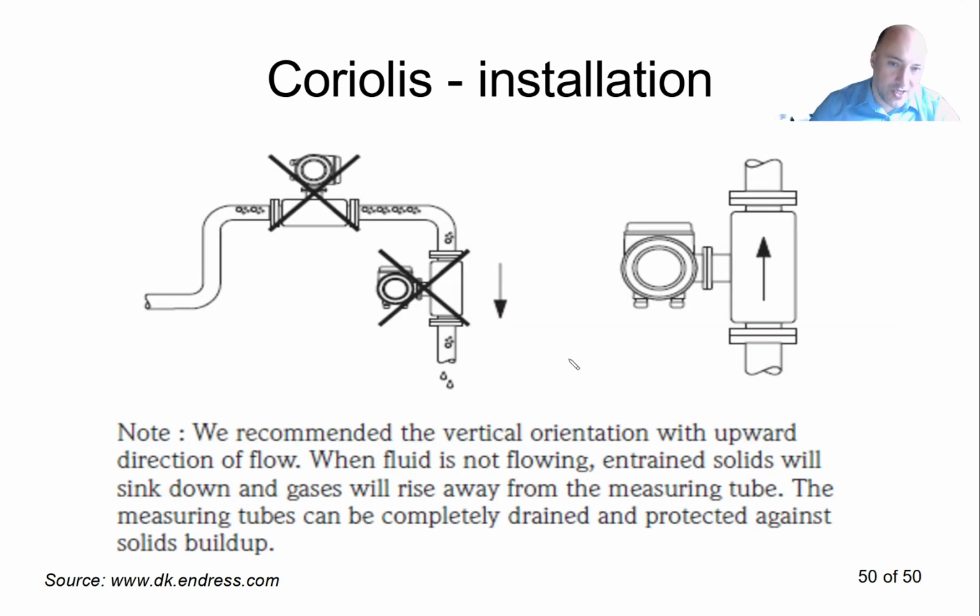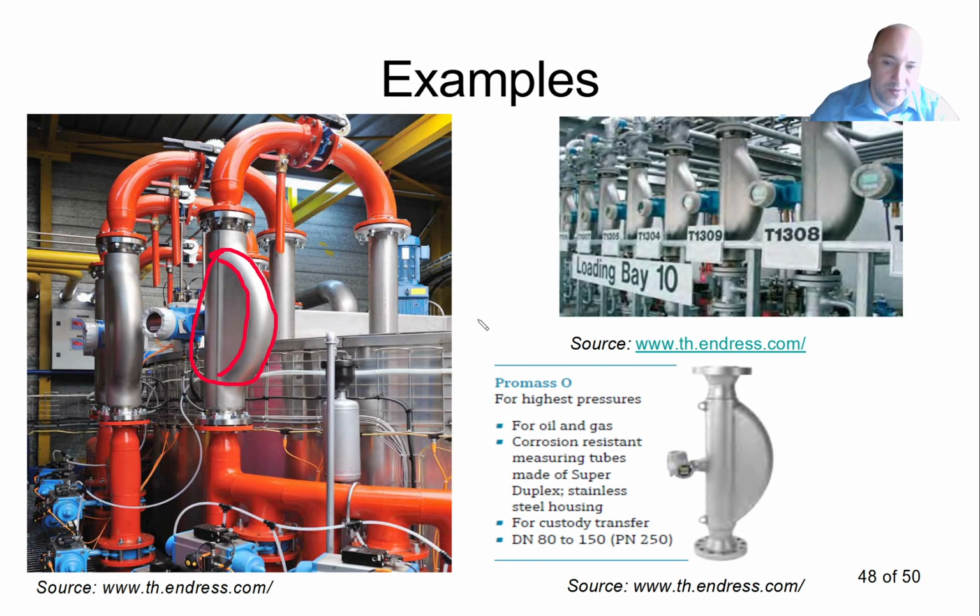The correct installation of a Coriolis flow meter is again in the upstream direction like this, so that we have a full pipe and the sediments stay somewhere in the bottom and the bubbles stay somewhere in the top. So if I go back to my example here, we can directly say that in this application the flow was going like this, and they were pumping something from this bottom pipe to this top pipe. It was definitely not going like that.